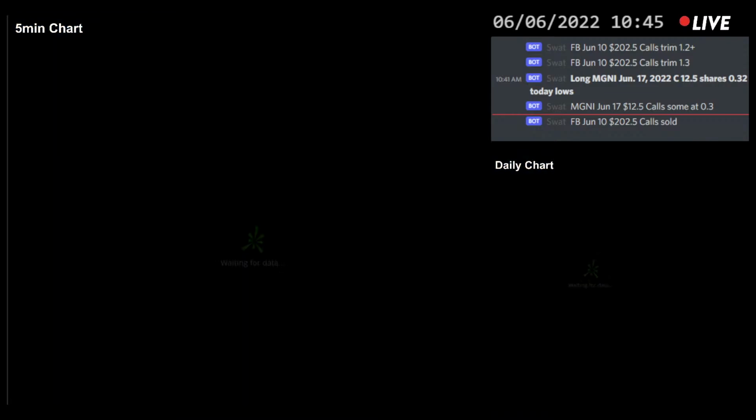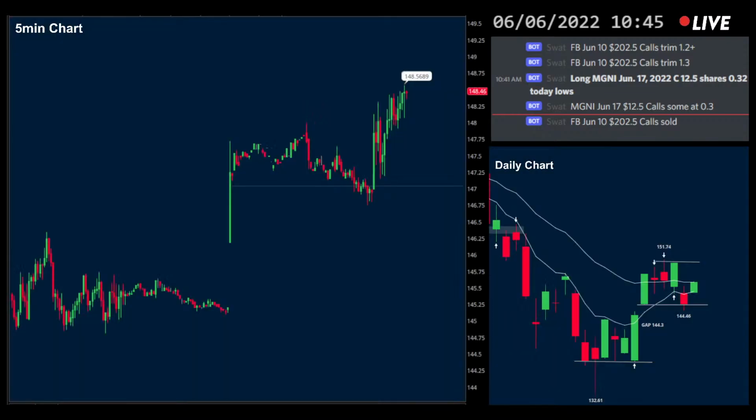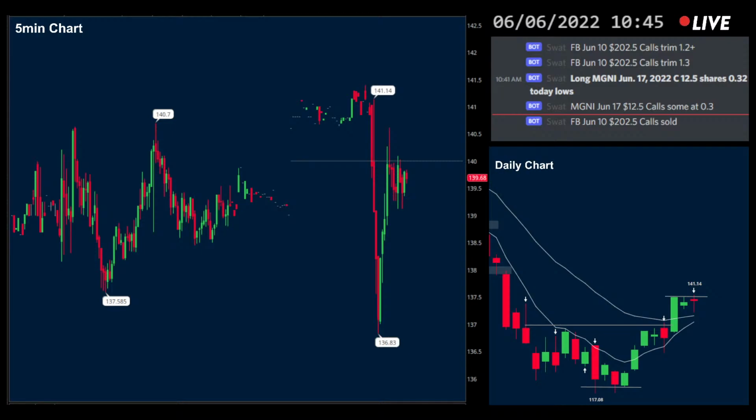AMD stalled. Apple slowly trying to break the 21-day moving average. Boeing pretty much all over the place. Big sell program on Boeing out of the gate, just to make a V bottom and back flat. So printing a kind of a doji.